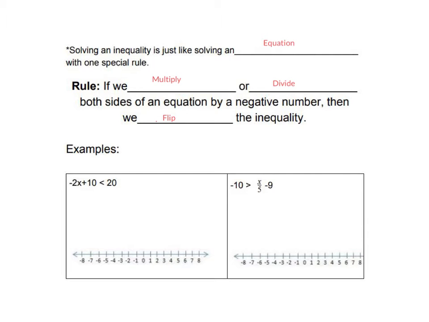So when we solve inequalities, it is just like solving an equation with one special rule. The rule is, if we multiply or divide both sides of the equation by a negative number, then we are going to flip the inequality. So let's take a look at what that looks like.